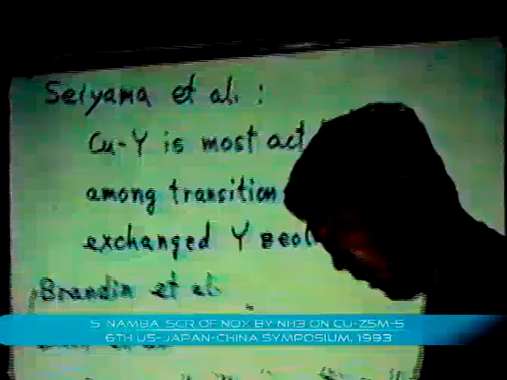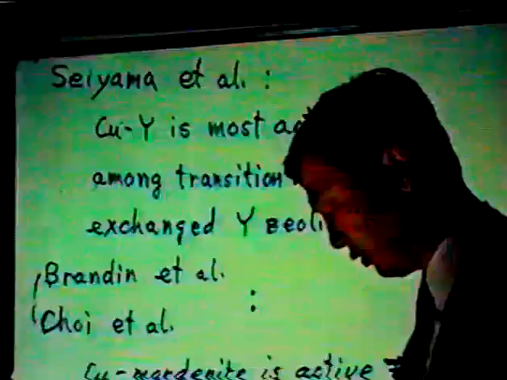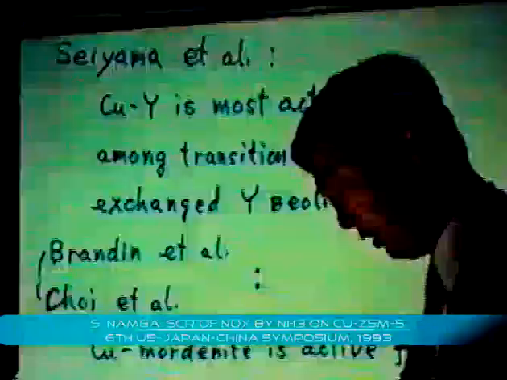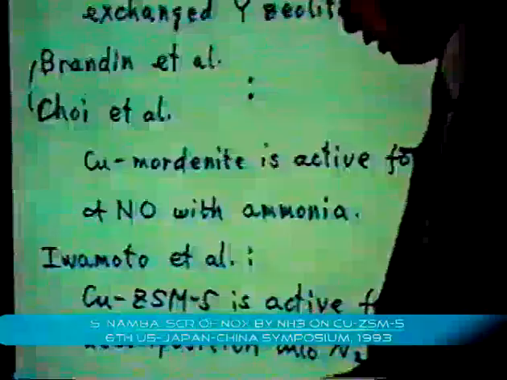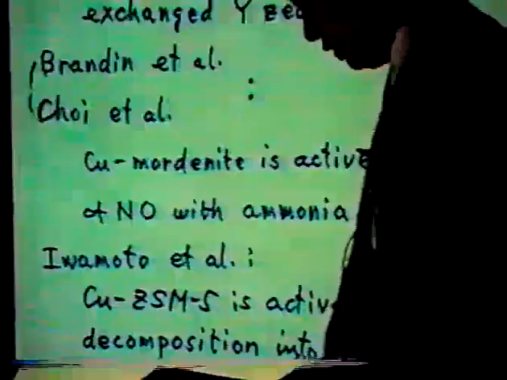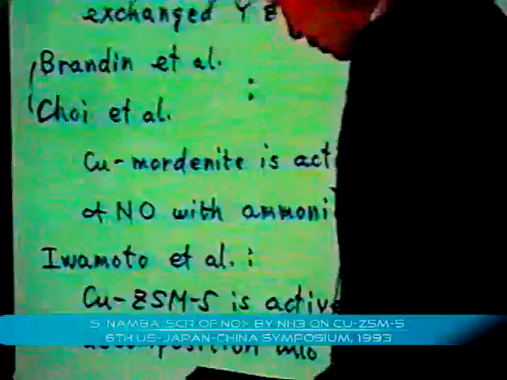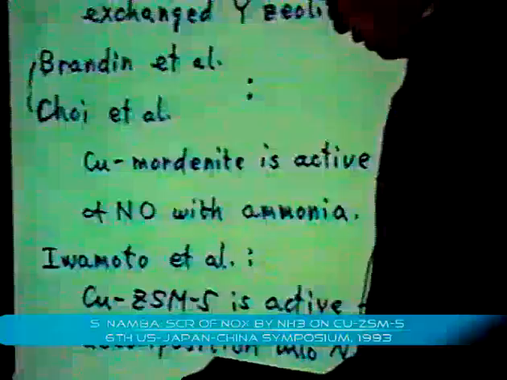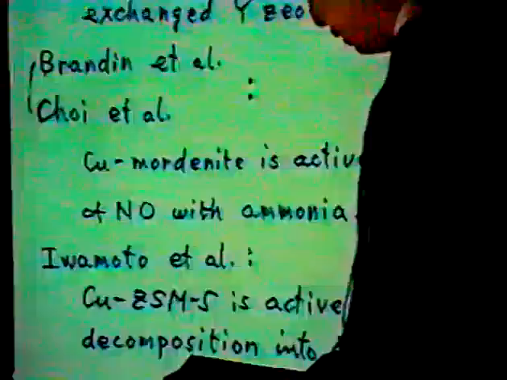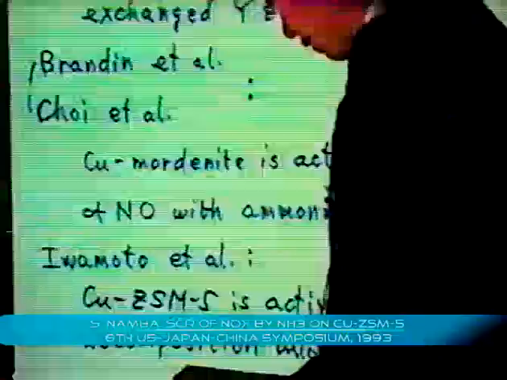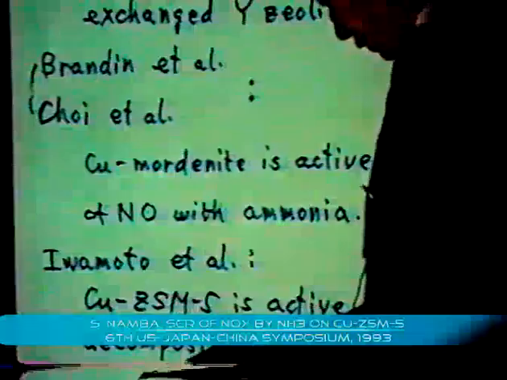Iwamoto and co-workers have examined various transition metal cation exchanged zeolites for the reduction of nitric oxide with ammonia in the absence of oxygen, and found that copper zeolite is the most active catalyst. They also examined the effects of coexisting gases. The presence of oxygen enhanced the activity, while water and sulfur dioxide showed a poisoning effect.